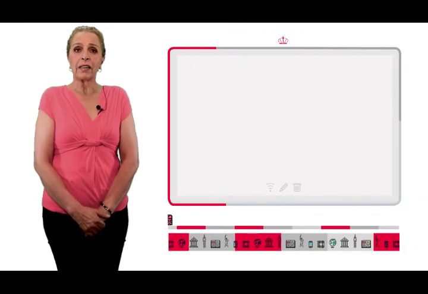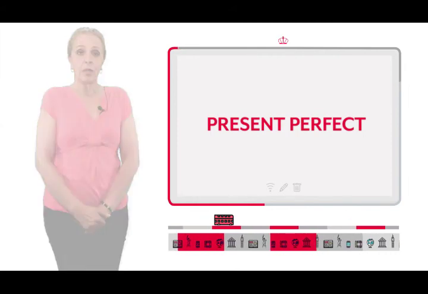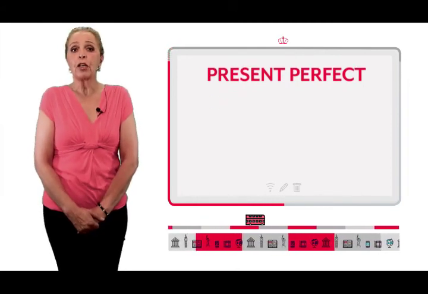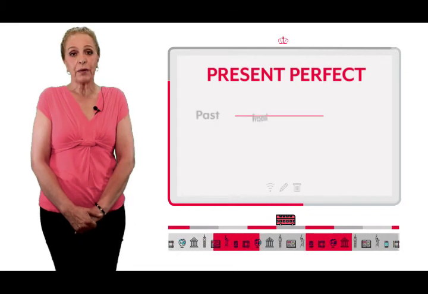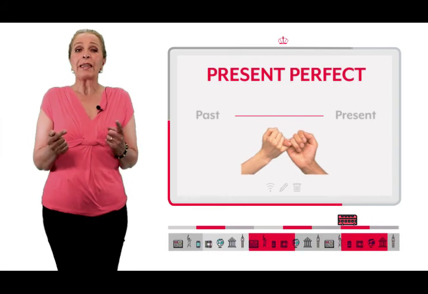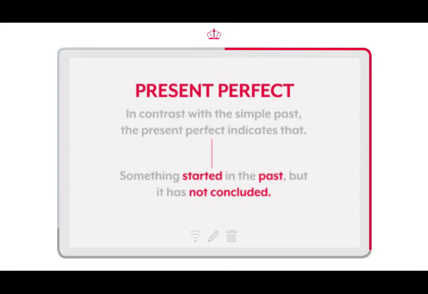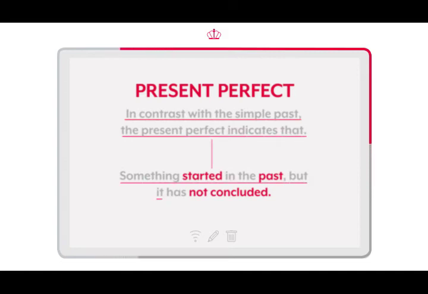Now we are going to look at a new topic, the present perfect. Ahora vamos a ver el presente perfecto. We use the present perfect to show a link between the past and the present. Utilizamos el presente perfecto para mostrar una unión entre el pasado y el presente. In contrast with the simple past, the present perfect indicates that something started in the past, but it has not concluded. En contraste con el pasado simple, el presente perfecto indica que empezó una acción en el pasado, pero que aún no ha concluido.